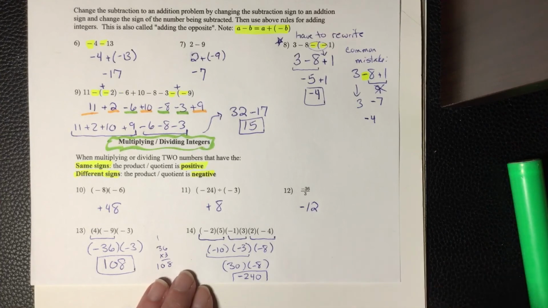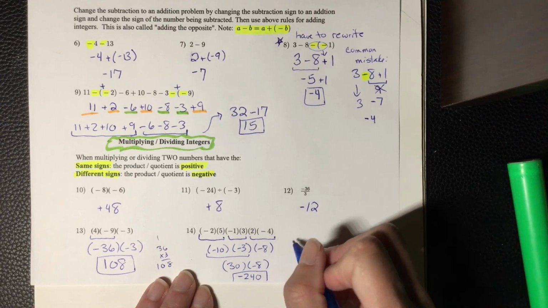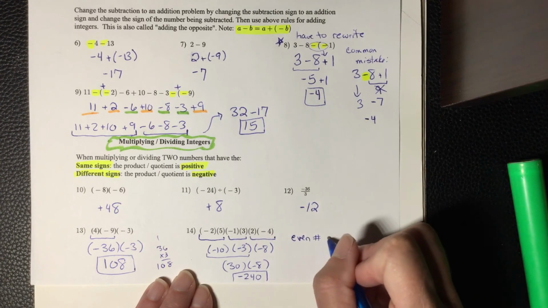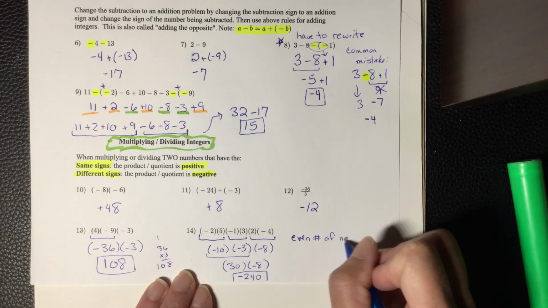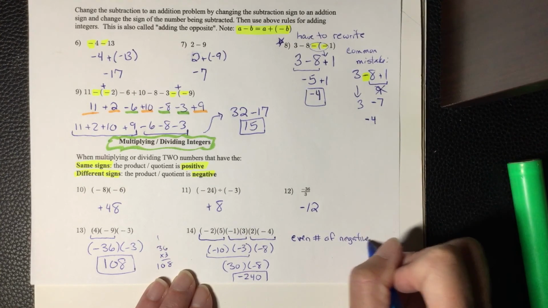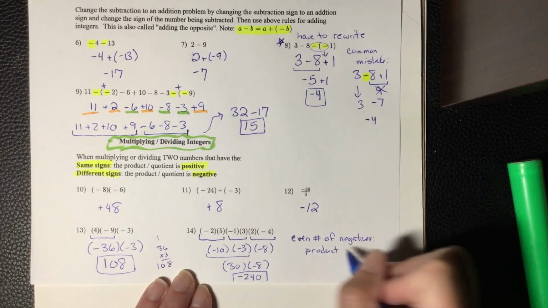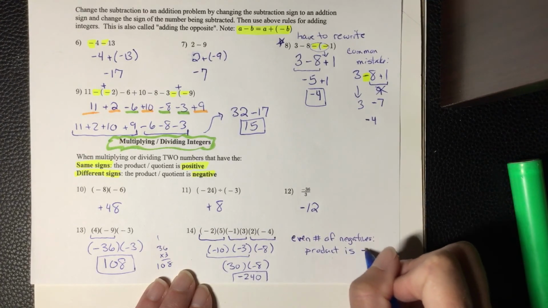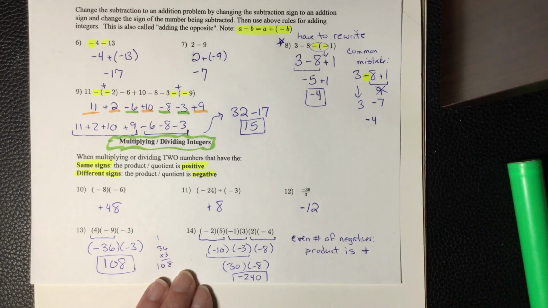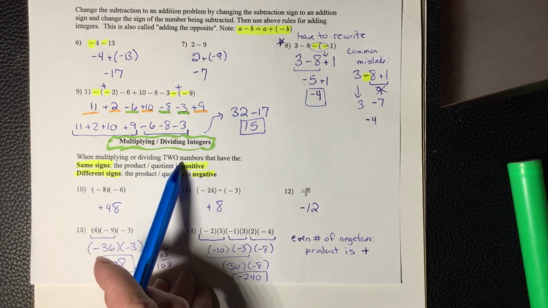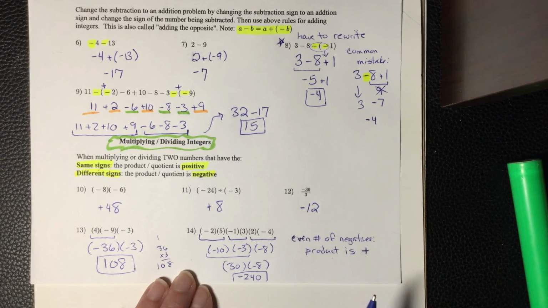A little bit of a shortcut, if you're doing all multiplication or division with no addition or subtraction, is you can count your negatives. If you have an even number of negatives, the product will be positive. That's because any 2, if we multiply them, we get a positive. So if it's even, everything pairs up, so I get a whole bunch of positives.